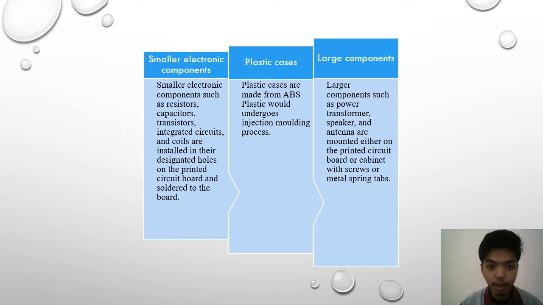Assemble the radio component. The smaller electronic components such as resistors, capacitors, transistors, integrated circuits, and coils are installed in the designated holes on the printed circuit board and soldered to the board.